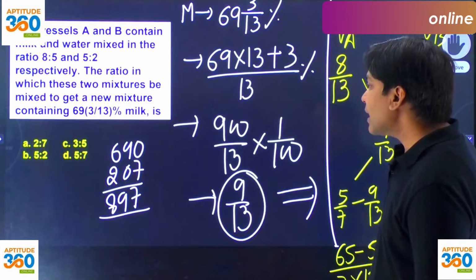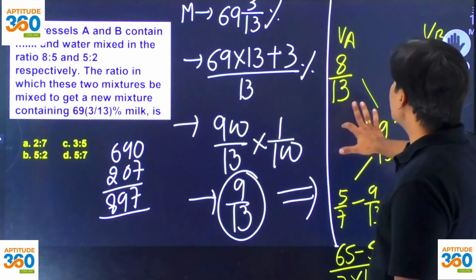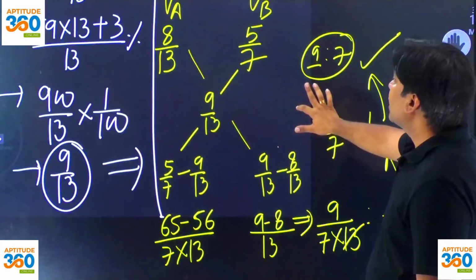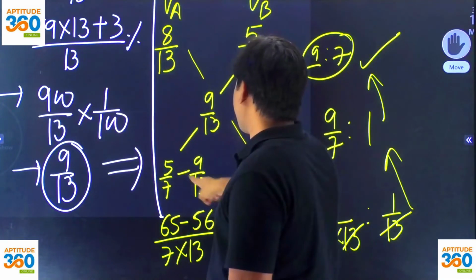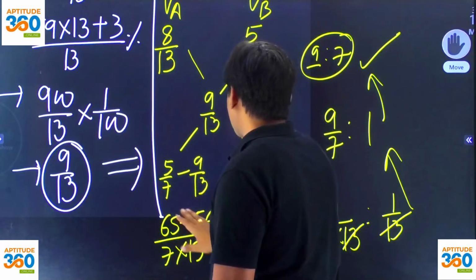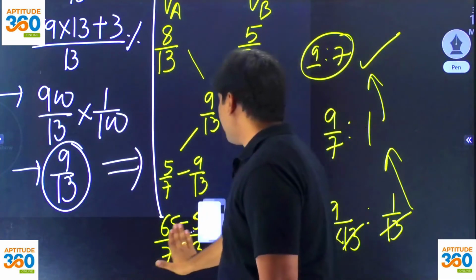Did I make a mistake? क्योंकि 9:7 तो यहाँ पे कोई आंसर है नहीं है ना? So let me check it. 8:13. So this is going to be how much? 13. This is where I made a mistake. You must have understood this.